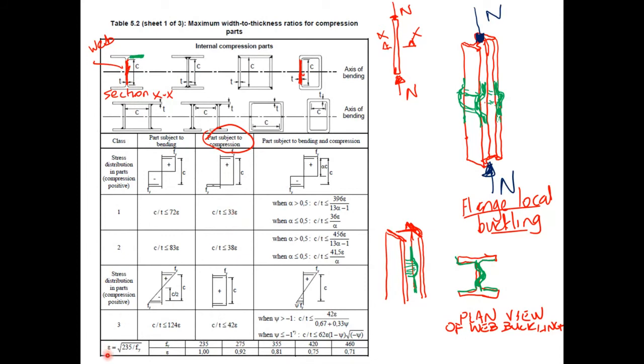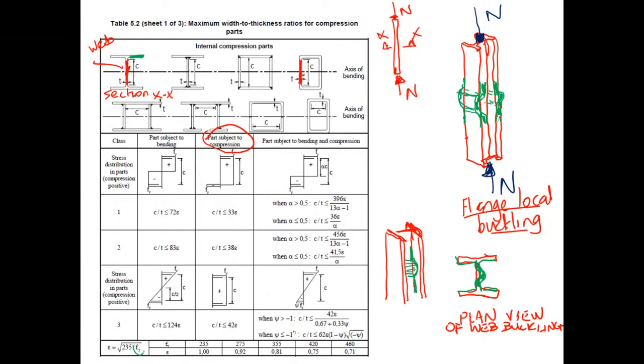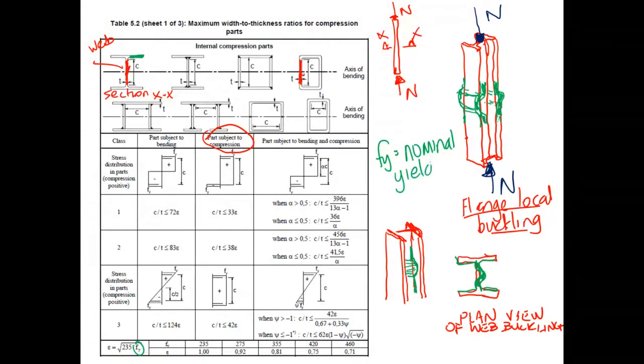We know that epsilon down the bottom here is equal to the square root of 235 divided by Fy, Fy being the material strength. So Fy down here. We know that Fy is equal to the nominal yield strength of the material.